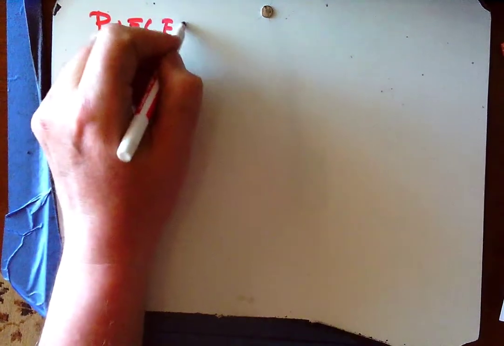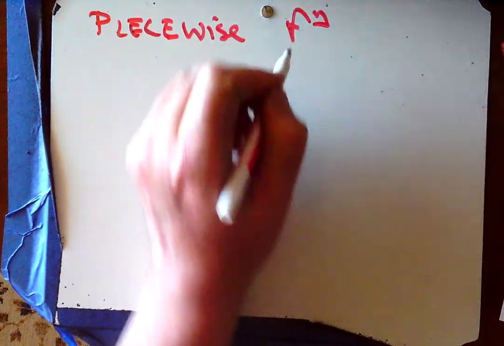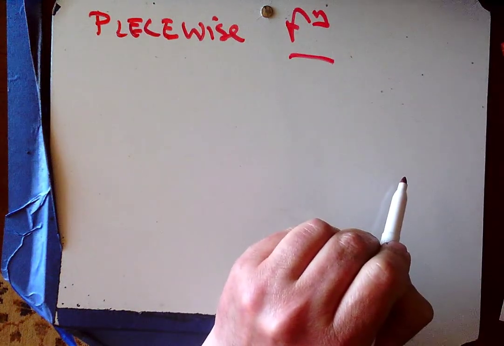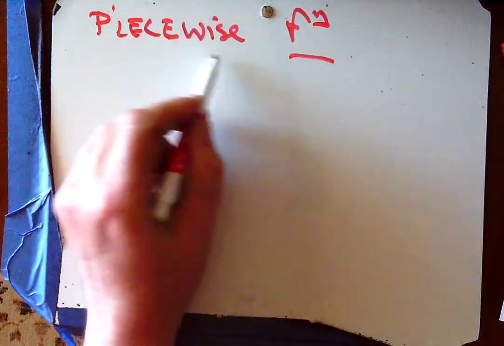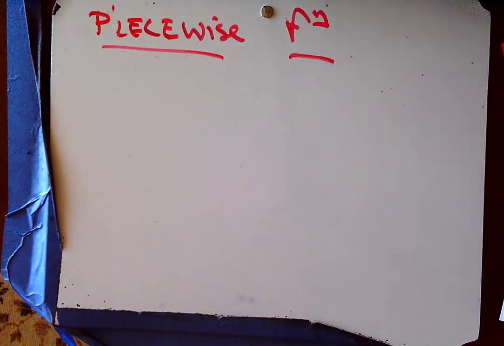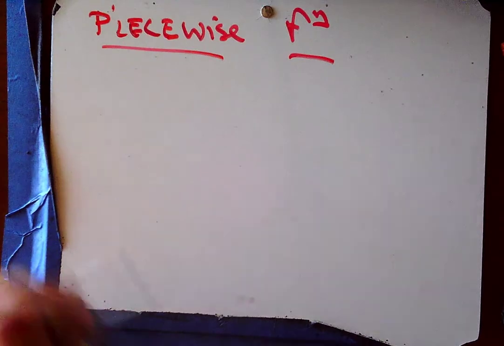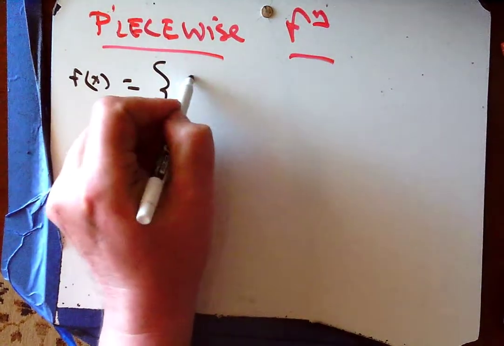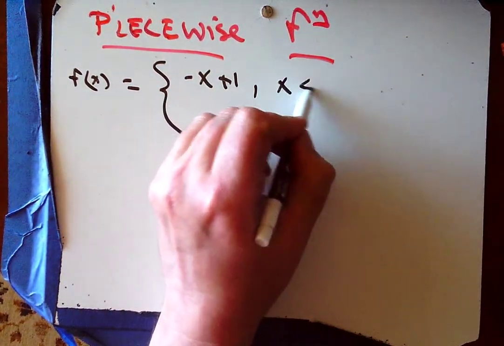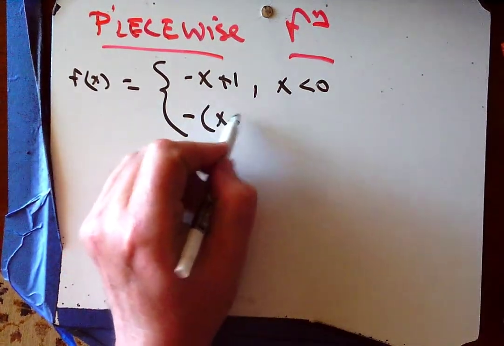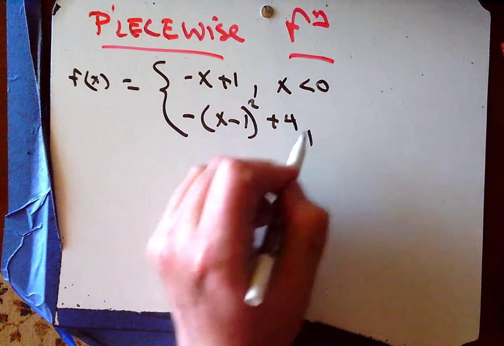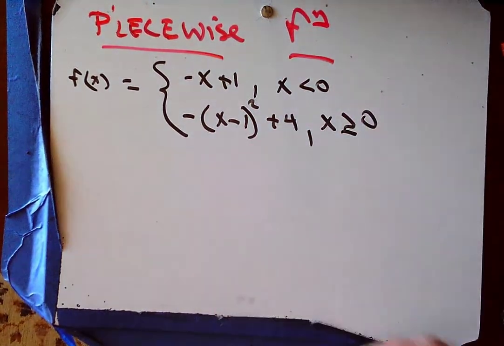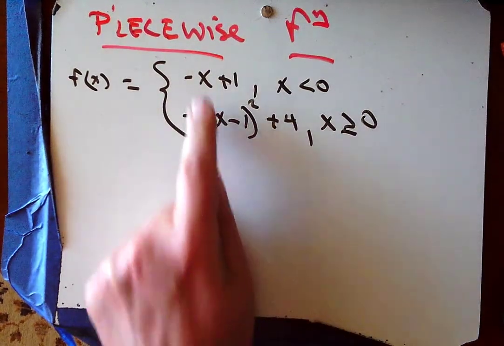And to help you practice your graphing skills, today we're going to be talking about piecewise functions. So they are functions, so they'll all pass the vertical line test, but they come in a couple of pieces. So here's an example. F of x equals -x plus 1 for x is less than 0, -(x minus 1) squared plus 4 for x is greater than or equal to 0. See, it comes in pieces.